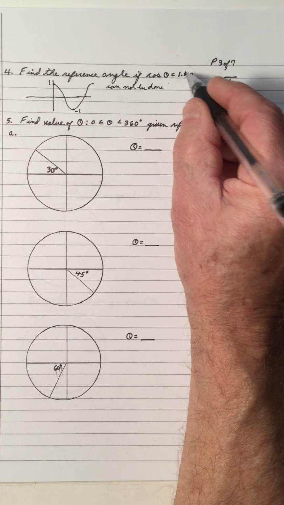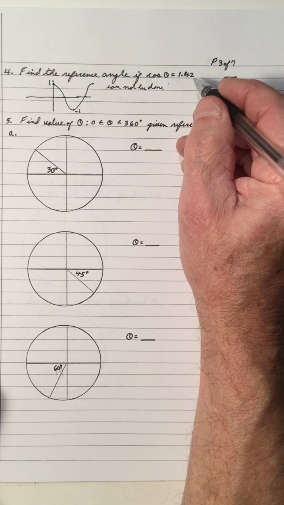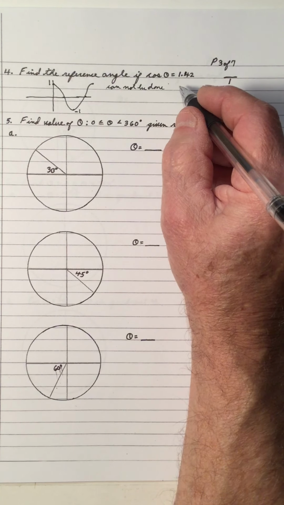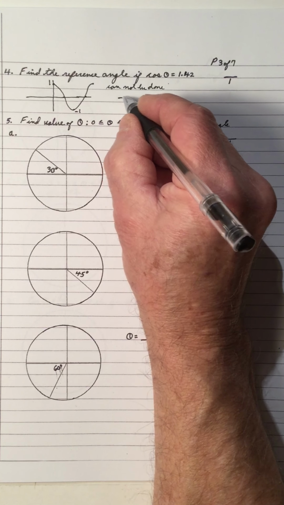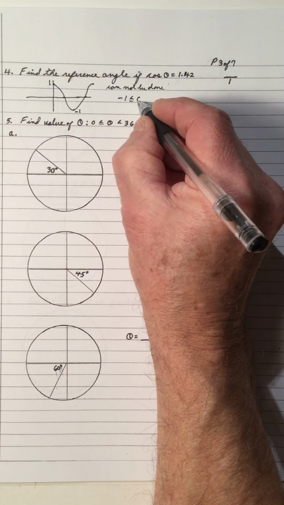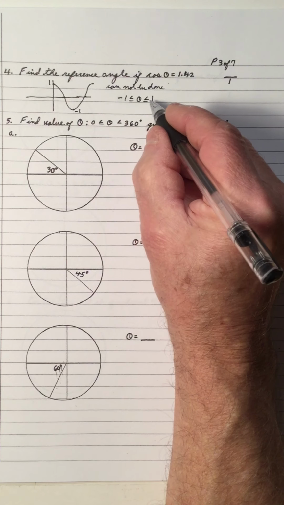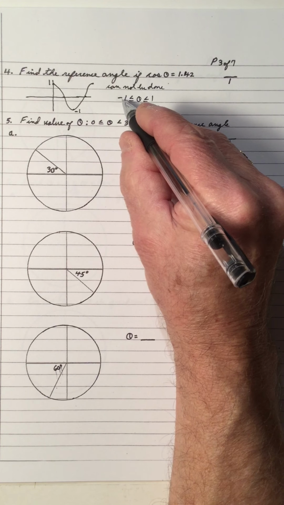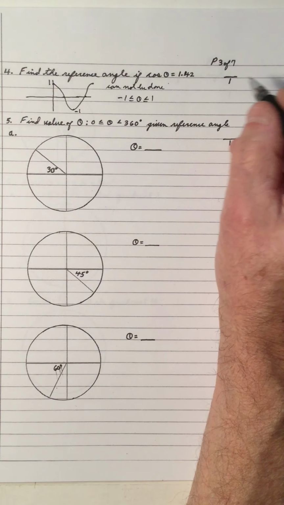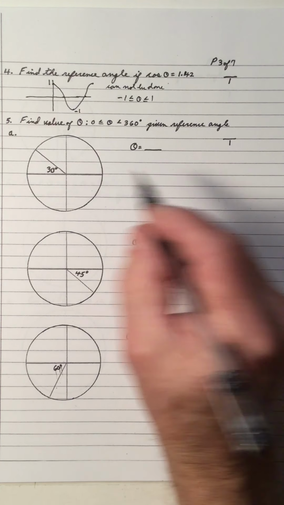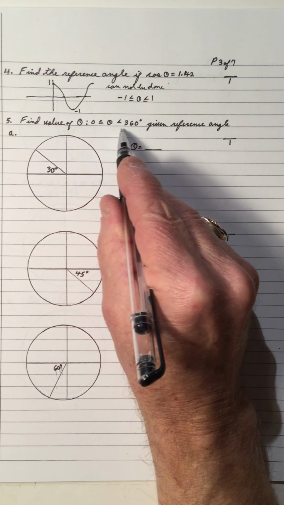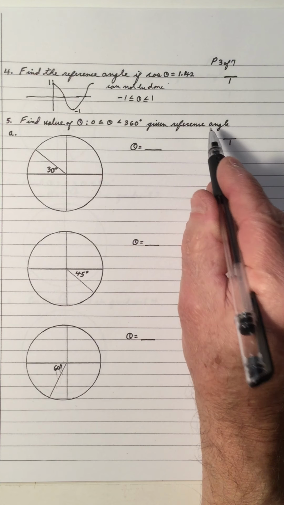So that's why the calculator reads domain error, because the domain of the cos is -1 is less than or equal to theta is less than or equal to 1. It can't be larger than 1, can't be smaller than -1, or in between those two. Give yourself a mark. Number 9, find the value of theta from 0 to 360 given the reference angle.